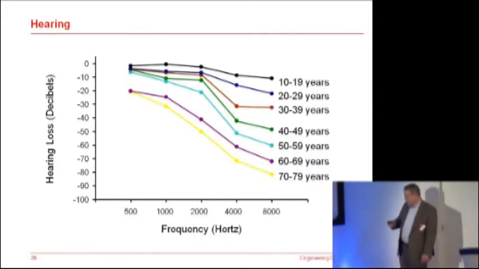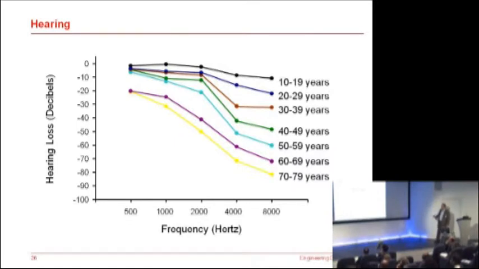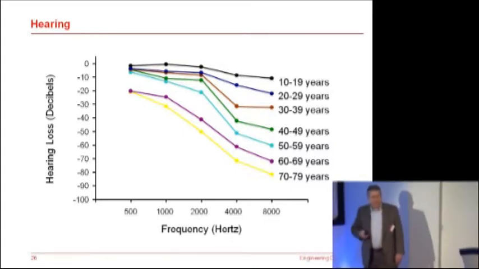Hearing. Now, when we're young, we sit on this nice line at the top. We have good hearing across all frequencies. Everything gets worse as we get older, particularly at the high frequency end, and this is what helps us determine speech. So we genuinely struggle to hear speech, particularly with background noise, as we get older.